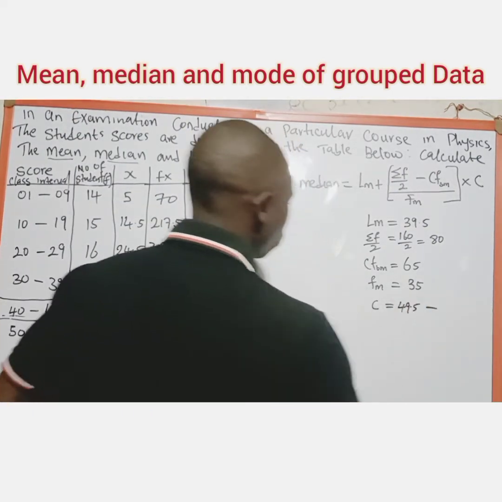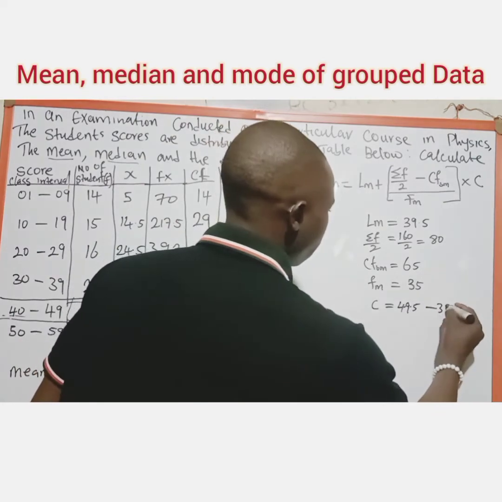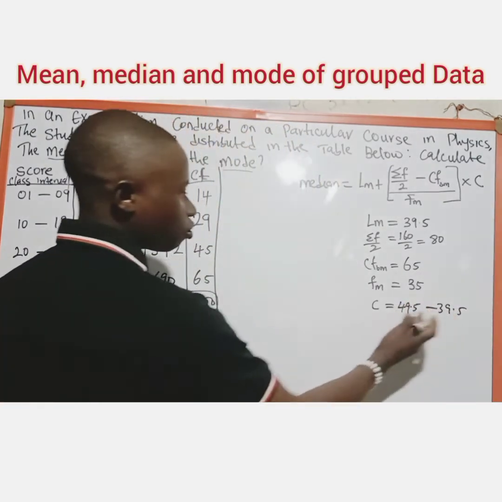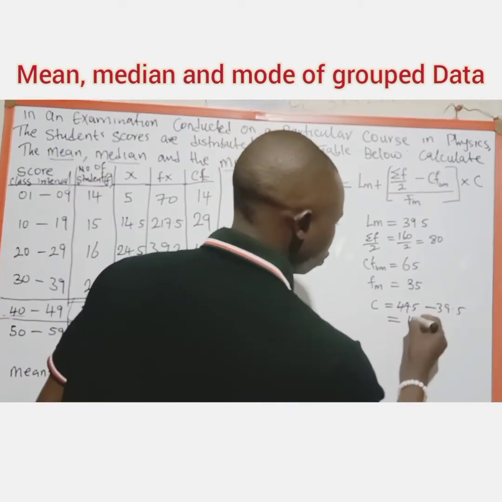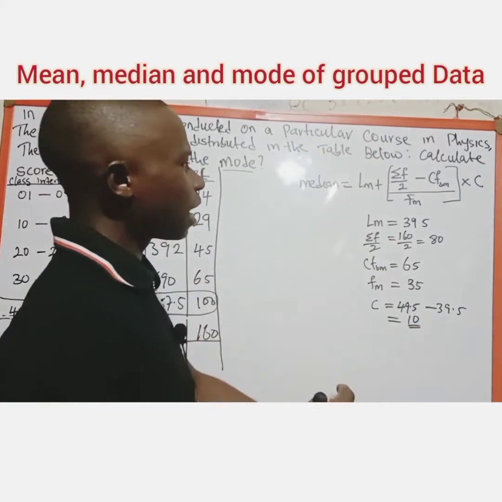49.5. Then minus, we are going to add the lower class boundary of the median plus the upper class boundary before the median, then divided by 2. 39 plus 40 will give me 79. And 79 divided by 2 will give me 39.5. So if you subtract this, now it's going to give me 10. So we have successfully gotten our data.